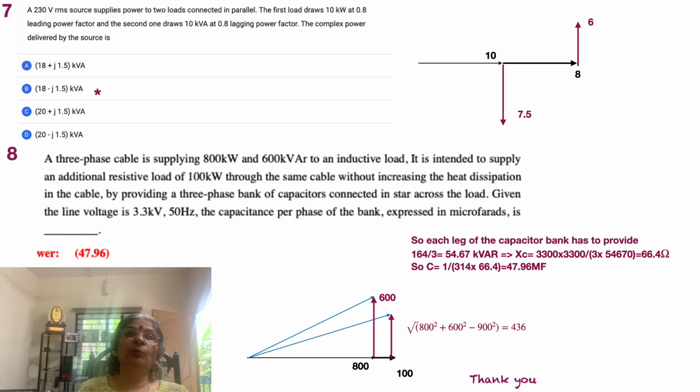Now these capacitors are connected in star across the load, so each one of them has to supply the required kVAr. How much is required? 600 minus 436, which is going to be 164. This 164 has to be shared by all the 3 legs of the capacitor bank, so that's equal to 54.67 kVAr. Remember, so far we have been talking about kilo. Now we move on to how to find the reactance of each of these capacitor legs, and then the capacitance. So how do you get Xc?